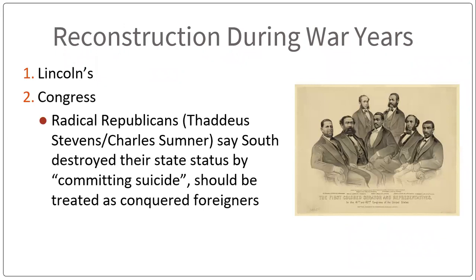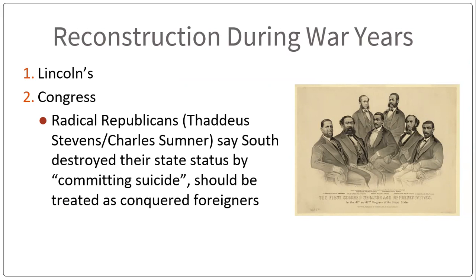We also are going to see the plan of Congress. There are going to be radical Republicans in Congress, led by guys like Thaddeus Stevens and Charles Sumner, who say that the South destroyed their state status by committing suicide, and they should be treated as conquered people. So they want to put heavy punishments on the South for having gone into rebellion, having to be brought back in line, that type of deal.